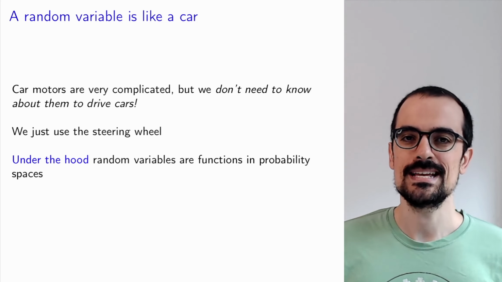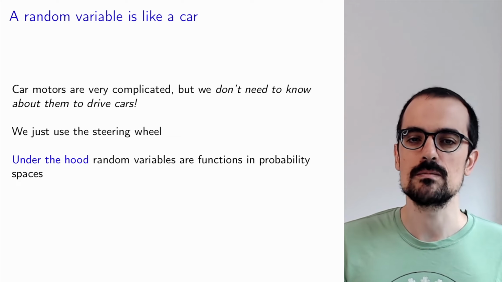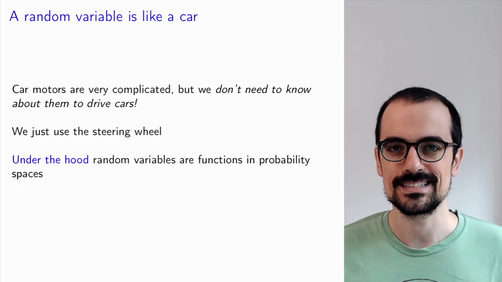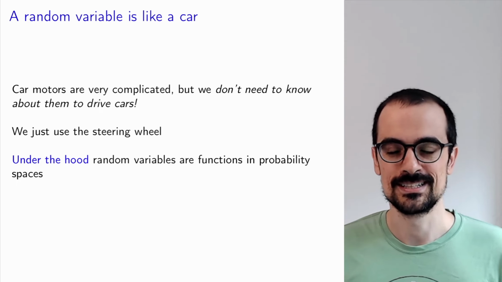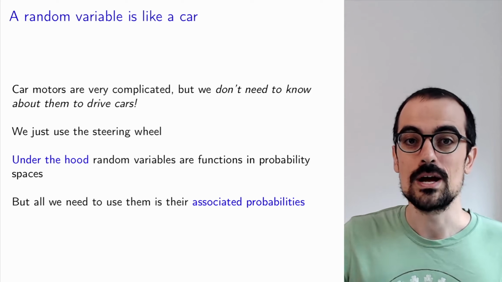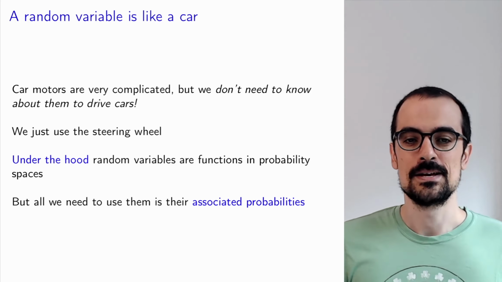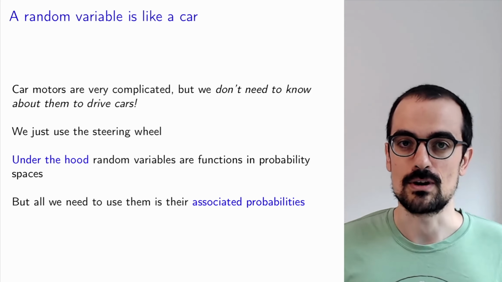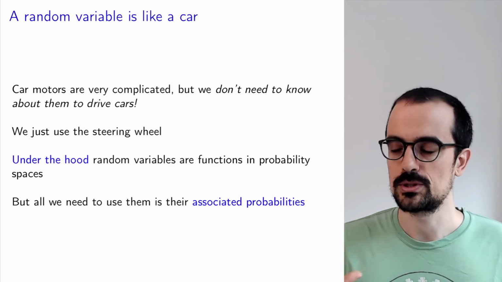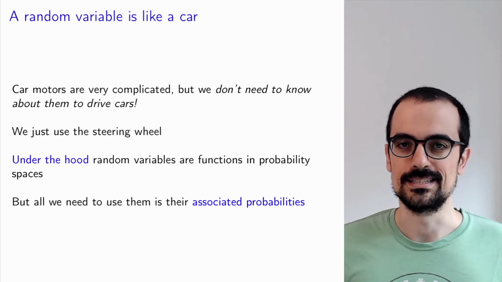In the same way, under the hood, random variables are functions in probability spaces. They have this rather complicated mathematical implementation. But you don't need to worry about this when you're doing data science, because all you need to manipulate random variables is their associated probabilities. We're going to see what this means in detail in a moment.